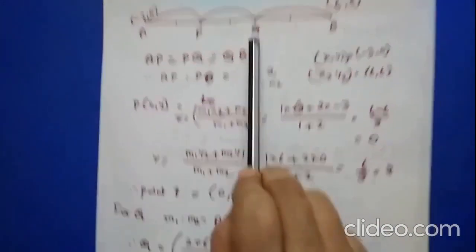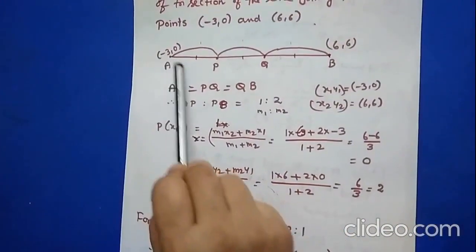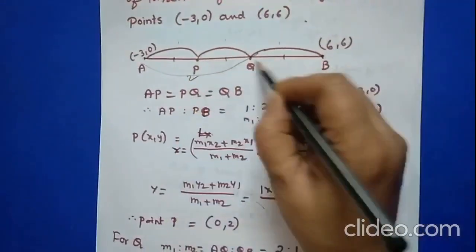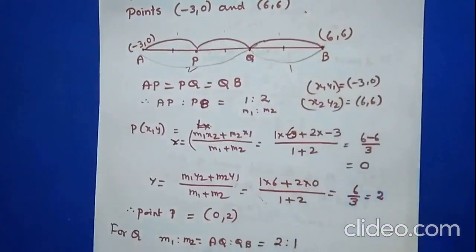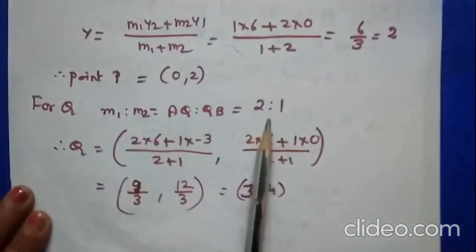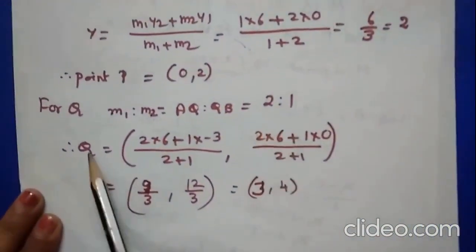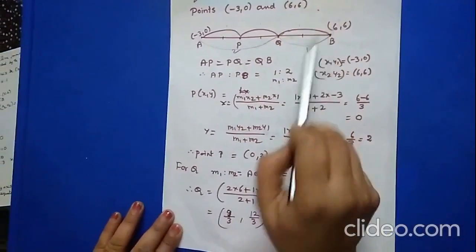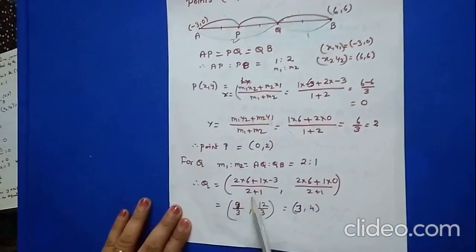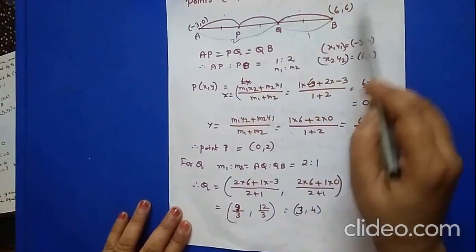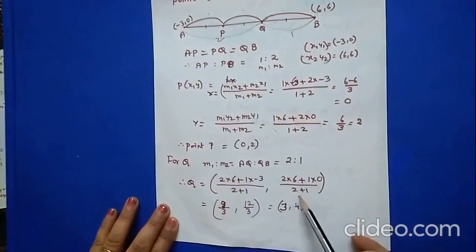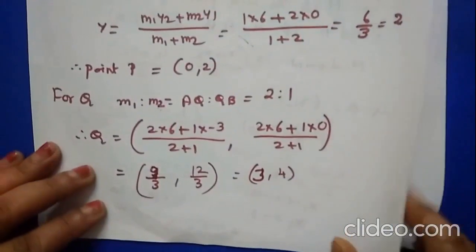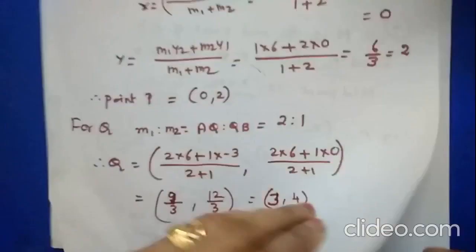Now you want to find the coordinate of Q. Now this is 2, AQ is 1 plus 1, 2, and QB is 1. You have to take m1 ratio m2 as 2 ratio 1. Therefore, 2 into 6, 1 into -3 by 2 plus 1. 2 into 6, 1 into 0, 2 plus 1 you are dividing. So you are getting the coordinate of Q is (3, 4).